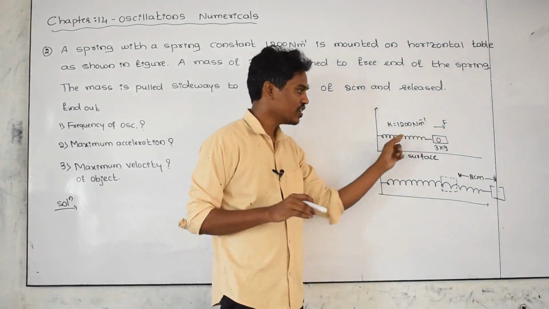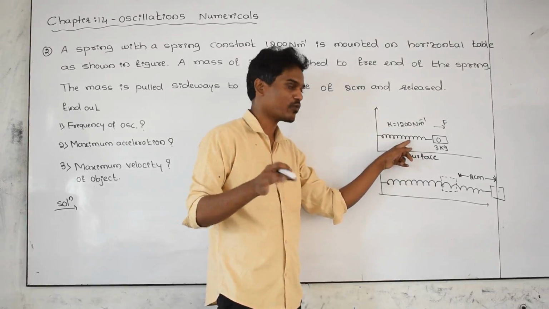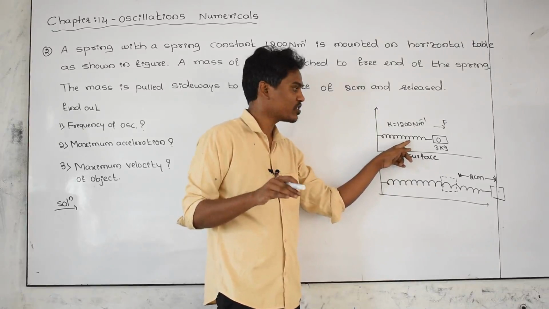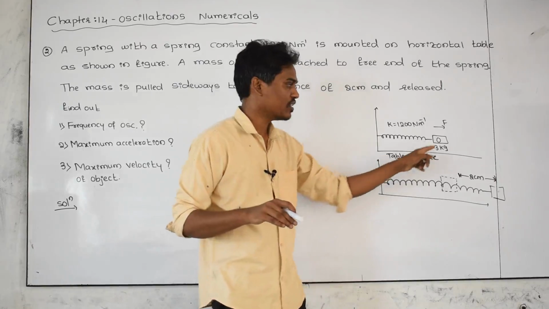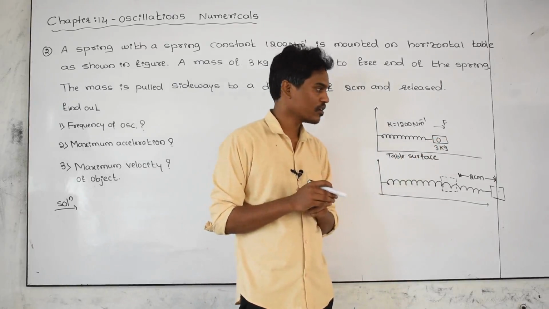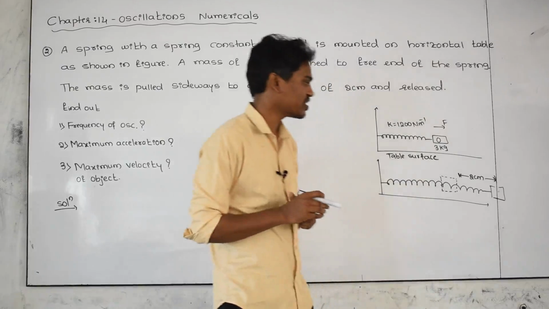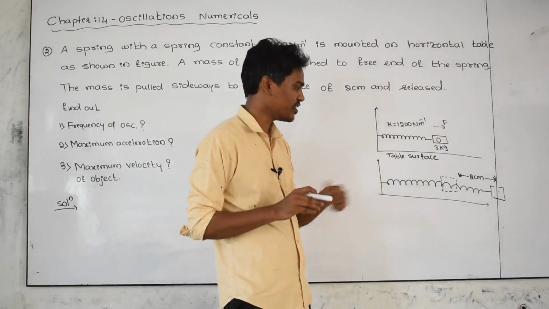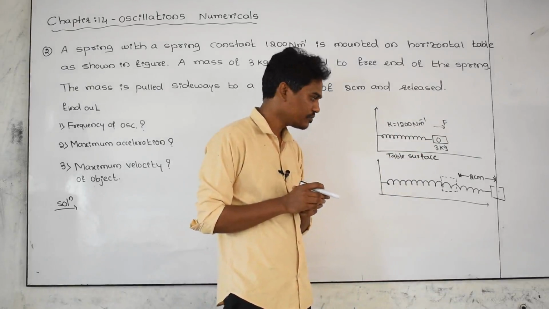It means that in order to produce 1 meter displacement in the spring, how much force is required is called the spring constant, that is he has given 1200 Newton per meter for this spring. The mass of the object attached to the spring is 3 kg. The force is applied in this direction, means we are pulling the spring object in this direction. This is a table surface, and the diagram I have redrawn here.